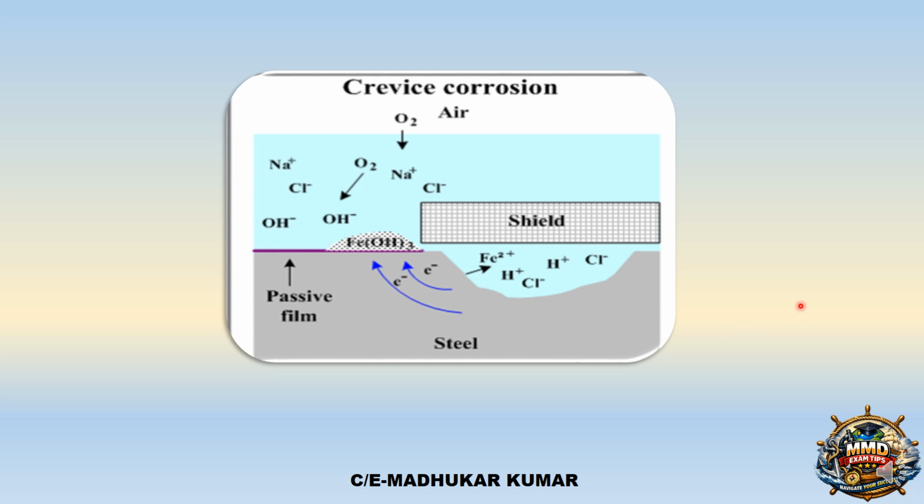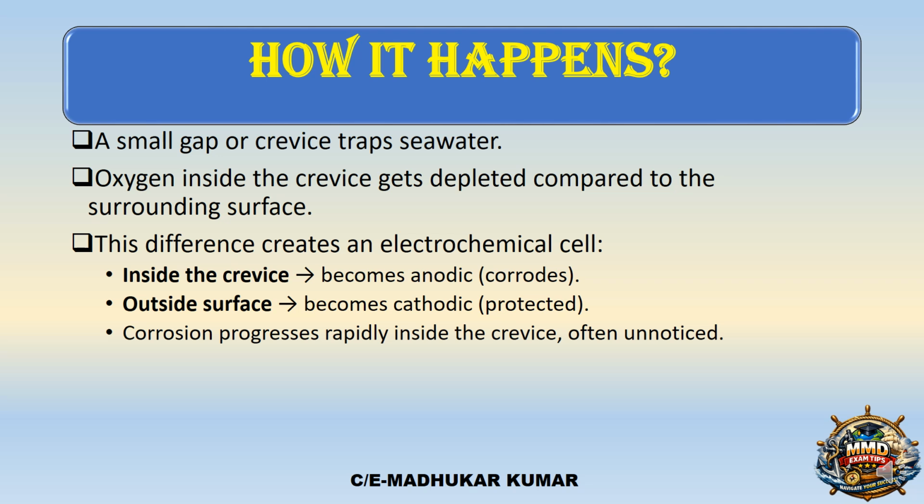So this is a very enlarged view of the crevice corrosion which I have given you, and you can understand it better. How it happens: a small gap is formed, the crevice traps the seawater, oxygen goes inside, and the corrosion starts. This difference creates the formation of an electrochemical cell. Inside the crevice it becomes anodic, and outside the crevice it becomes cathodic, as I have shown you. The cathode gets protected, and the anode gets sacrificed. So this is crevice corrosion.